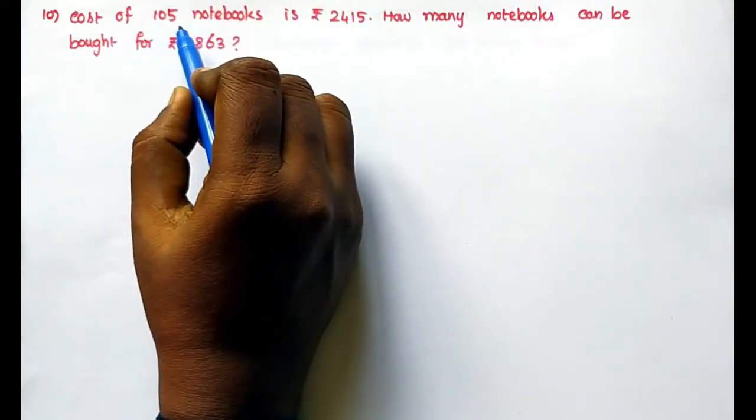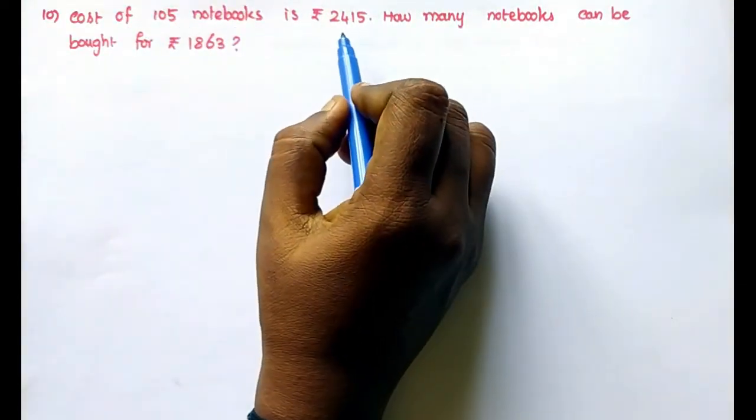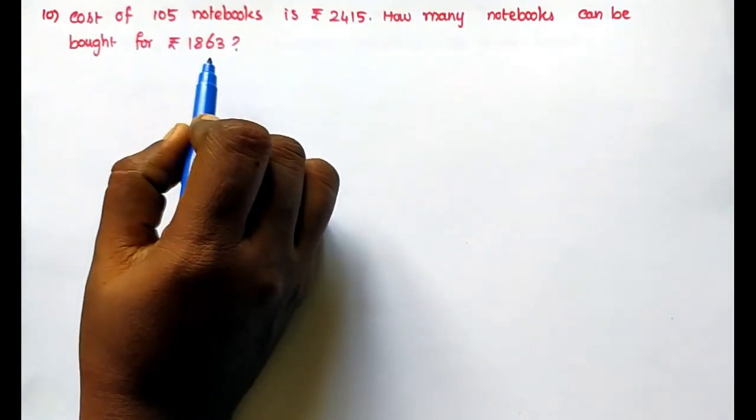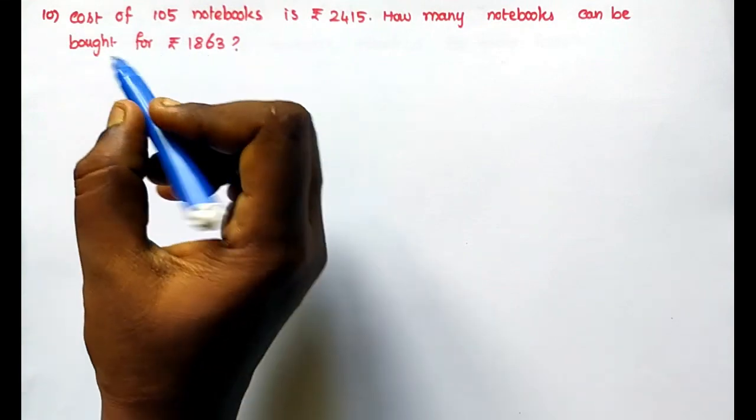That is the answer. 10th sum. Cost of 105 notebooks is rupees 2415. How many notebooks can be bought for rupees 1863?